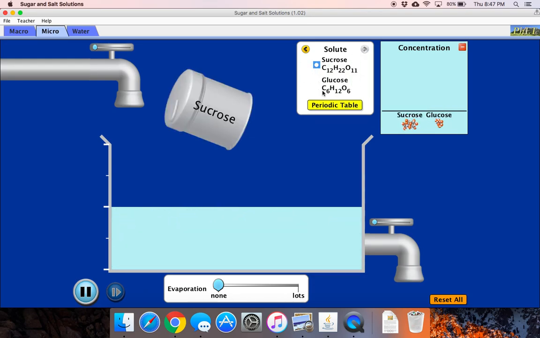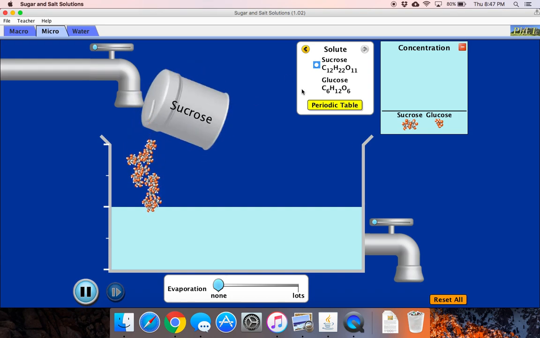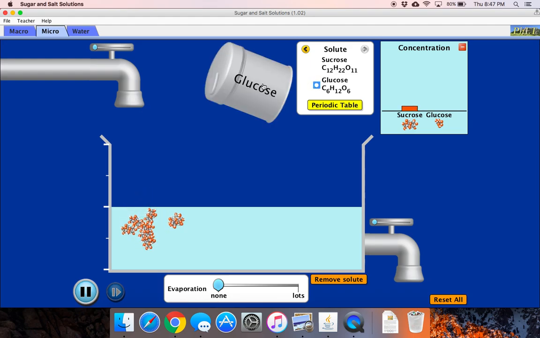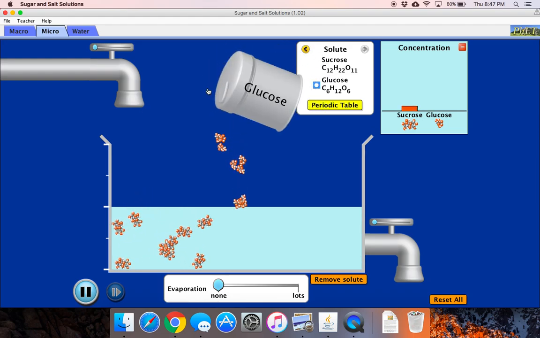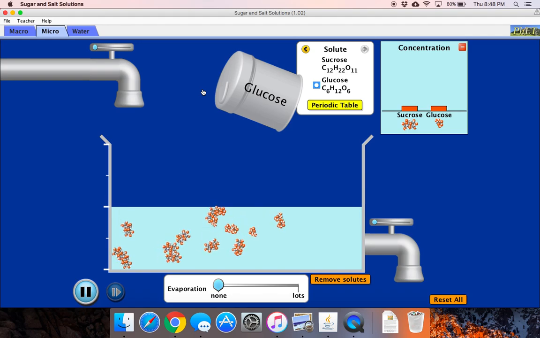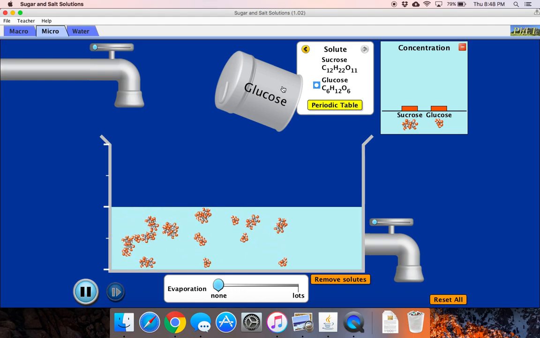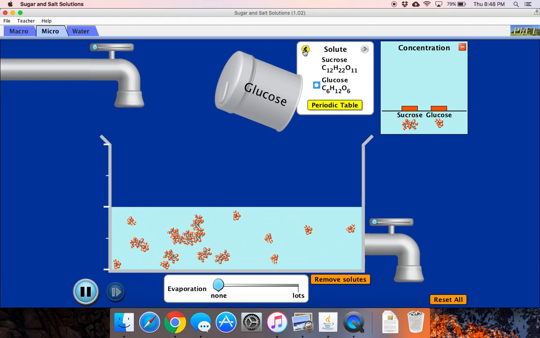Lastly, we have two different sugars, both covalently bonded. That's sucrose, and we'll add in some glucose here. They're very similar in terms of their chemical makeup. They're all nonmetals, so they are covalently bonded, whereas when we had the ionic compounds, they were a metal and a nonmetal forming ions.